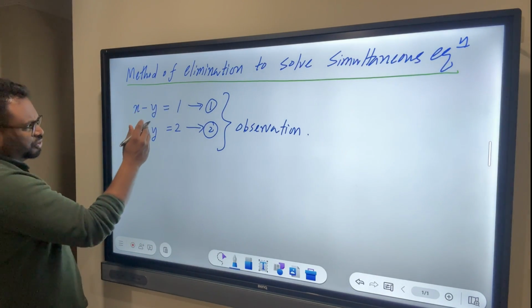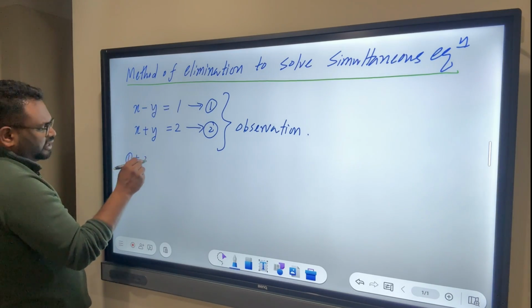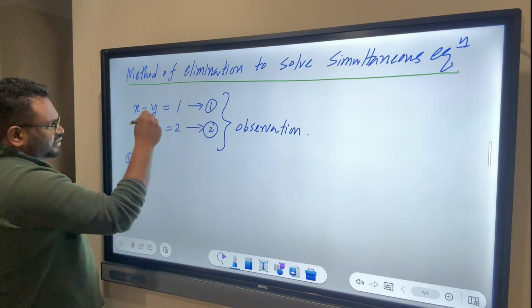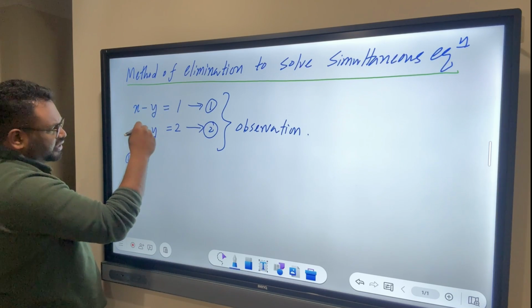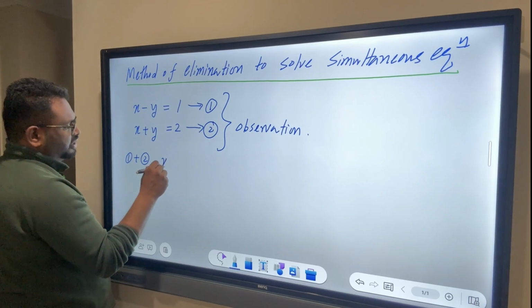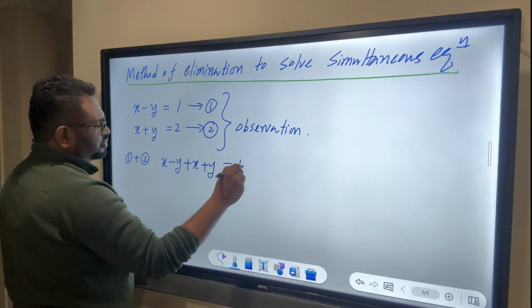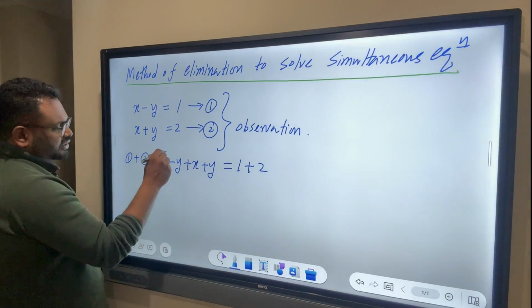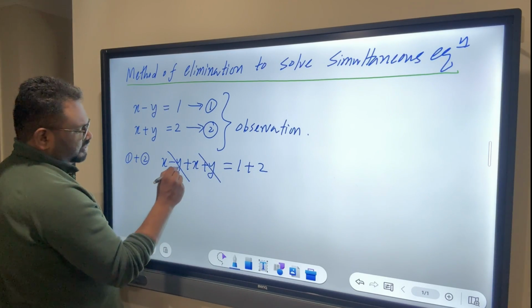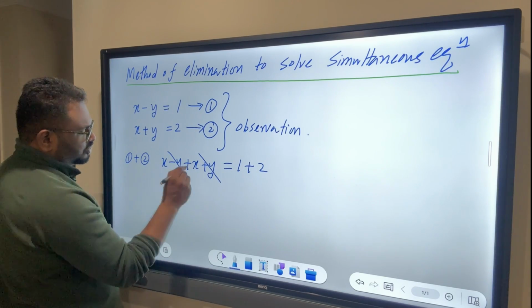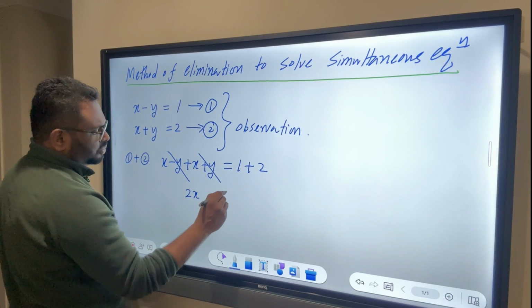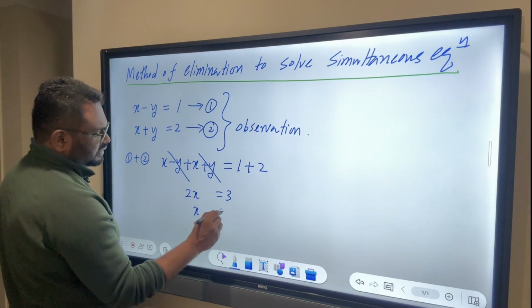Now if you observe, when you add 1 and 2, you can cancel these two: minus y goes with plus y. So it's going to be x minus y plus x plus y, and that is equal to 1 plus 2. Now you can see these two are gone. This is called elimination, right? So it's going to be 2x now. So 2x is going to be 3. So x is going to be 3 divided by 2.